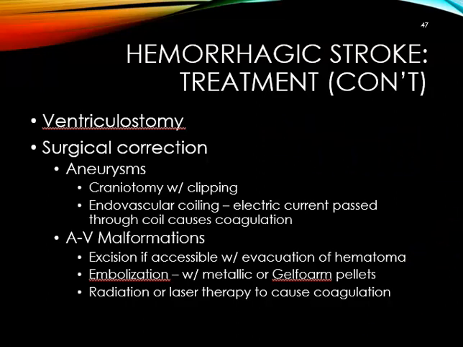They could also be performing surgical correction with aneurysms. They're going to do a craniotomy with clipping. They're going to do endovascular coiling, and that's an electric current that's passed through a coil, and that causes coagulation. With arteriovenous malformations or AV malformations, if the area is accessible, they're going to perform an excision and evacuation of the hematoma. They might also remove the clot with a metallic or gel form pellet, and then radiation or laser therapy to induce coagulation.